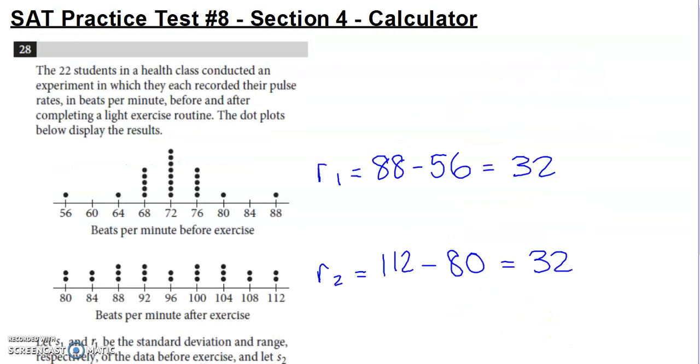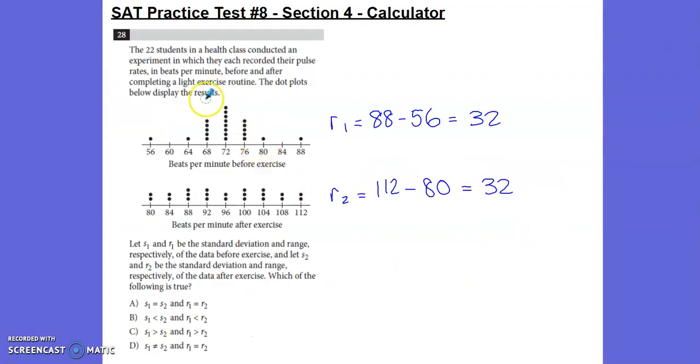Number 22 here, I'll make this a little bit smaller. Got 22 students in a health class. They're doing an experiment. They record their pulse in beats per minute before and after completing a light exercise routine. The dot plots below display the results.